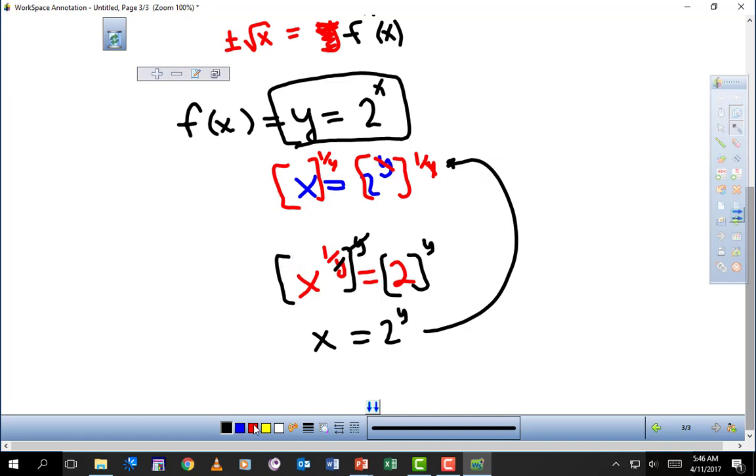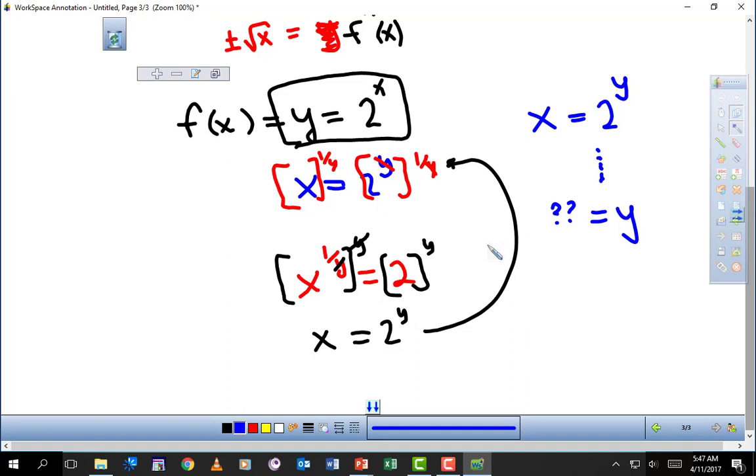So let's look at this again. We're starting out here with x is equal to 2 to the y. How do we solve this thing and get y by itself? That is the big question. Well, it turns out that mathematicians didn't have a function that did this. There's no algebraic thing that we can do.